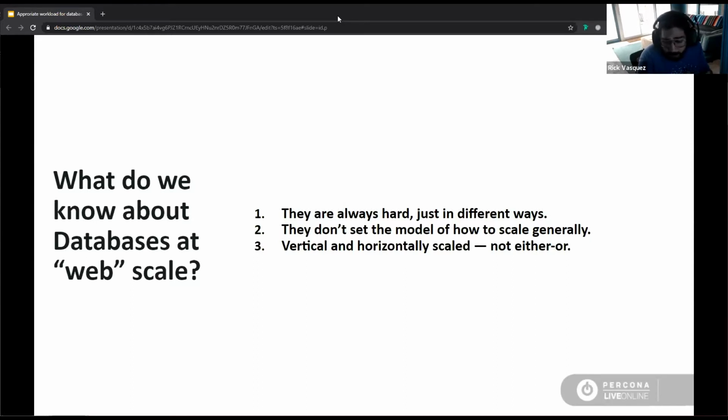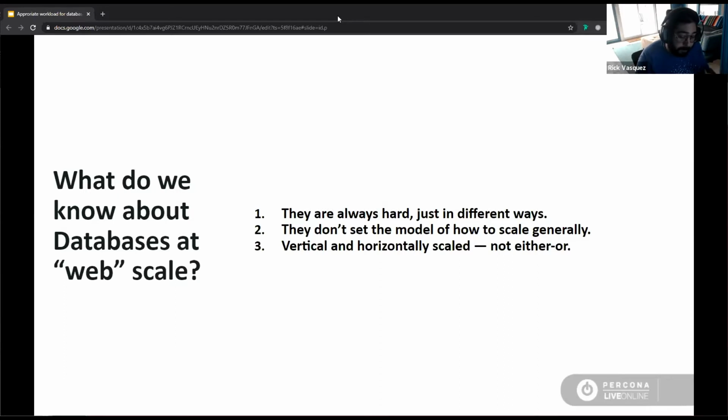Second is there's no real one way to scale. I think an easy way to point this out, and not to pick on any particular project, is Vitess, which from the get-go was always designed to be open source first, consumed by Google, namely YouTube. And what we saw is, even though we had that mentality of community first, open first, it really ended up being what's great for YouTube, and that's what gets prioritized. And so it doesn't really set the model of how to scale generally.